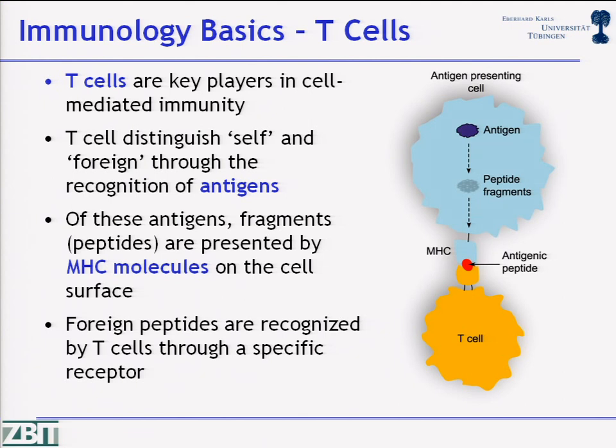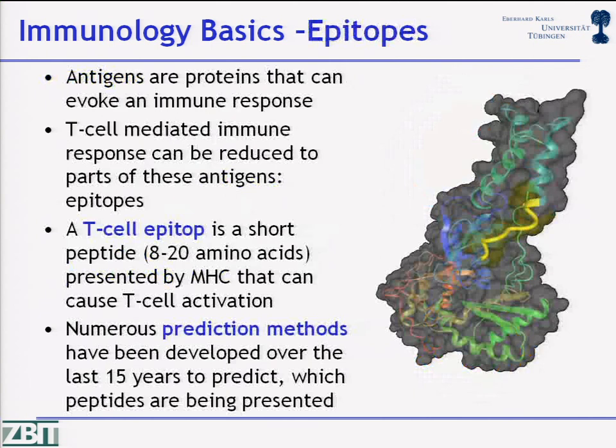If we look at this a bit closer, we see that the antigens aren't really what causes the immune response, but it is just a part of this antigen, these peptides that are being presented. And not every part of the antigen is being presented. Here you see a protein from HIV, and highlighted in yellow you see the part of HIV that is the peptide that's actually being presented in most of the patients on the surface, presented by these MHC molecules.